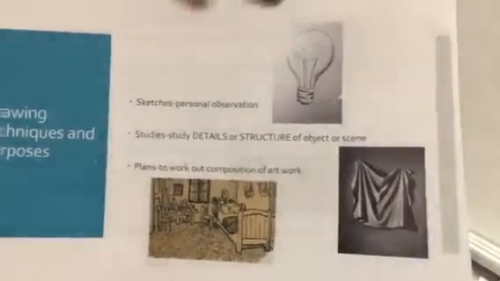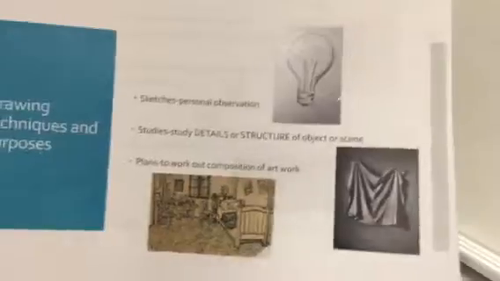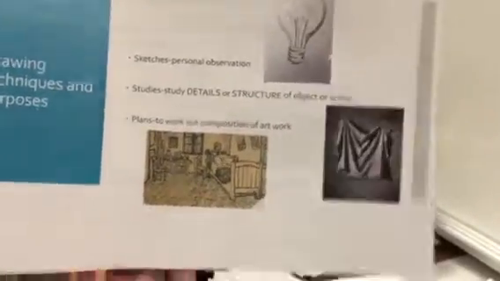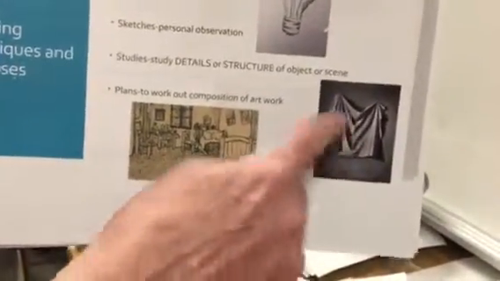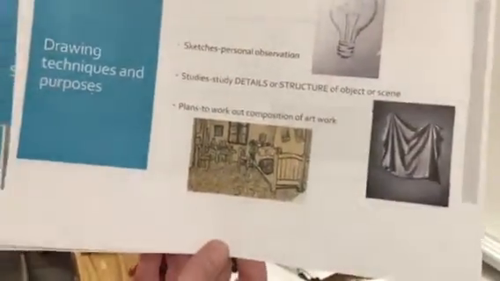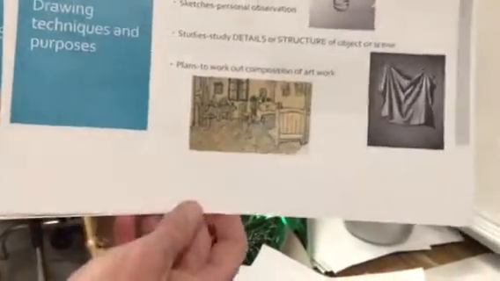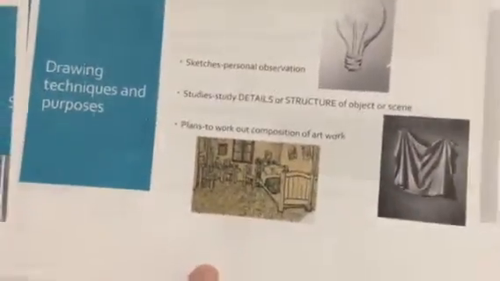So sketches are just personal observation, usually quick. Not a lot of thought goes into those. Studies are details or structure of an object or scene. This is just a cloth hanging on a wall, but it was a project that students were given to try and recapture the shades and the folds, and plans to work out a composition of artwork. So this is Van Gogh. This is the bedroom in Arles, and this was actually included in a letter to his brother Theo.